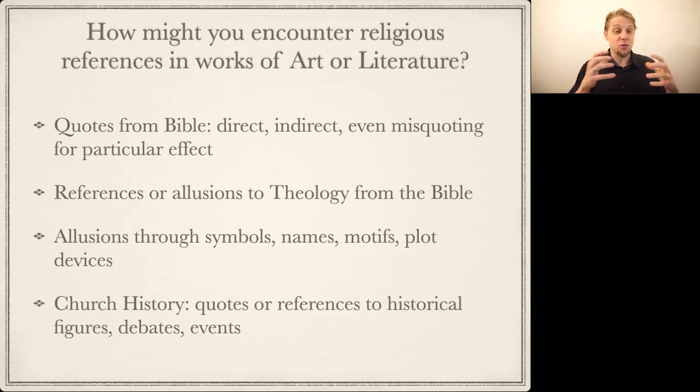Also, there will be allusions through symbols, through names, through motifs that are common in the Bible, or common plot devices that harken back to the Bible, and that are often understood in an instinctive way, like deserts and water and bread, trees, wine, kingship, things like that. And then you'll find references to church history, so quotes or references to historical figures or historical debates or historical events. So, for example, people like St. Augustine or Thomas Aquinas or St. Patrick of Ireland and John Calvin, Martin Luther. All of these things will be found in many texts of literature.